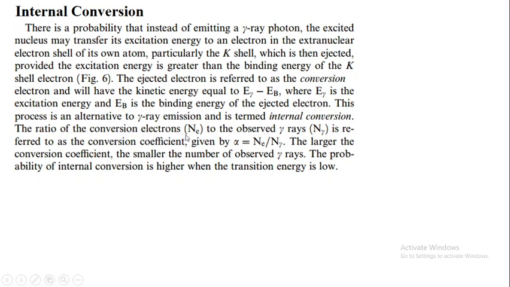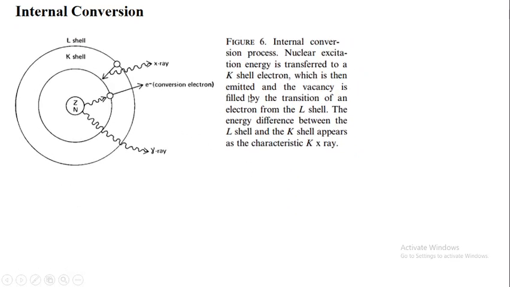The ratio of the number of conversion electrons, Ne, to the observed gamma rays is referred to as the conversion coefficient, given by alpha. Alpha is equal to N conversion electrons divided by the gamma rays. The larger the conversion coefficient, the smaller the number of observed gamma rays. So if the conversion coefficient is high, it means you will observe very few gamma radiations emitted, because most of the gamma radiation will be converted into conversion electrons. The probability of internal conversion is higher when the transition energy is low. Okay, so this is an explanation of how the emitted gamma radiation is converted into a conversion electron.